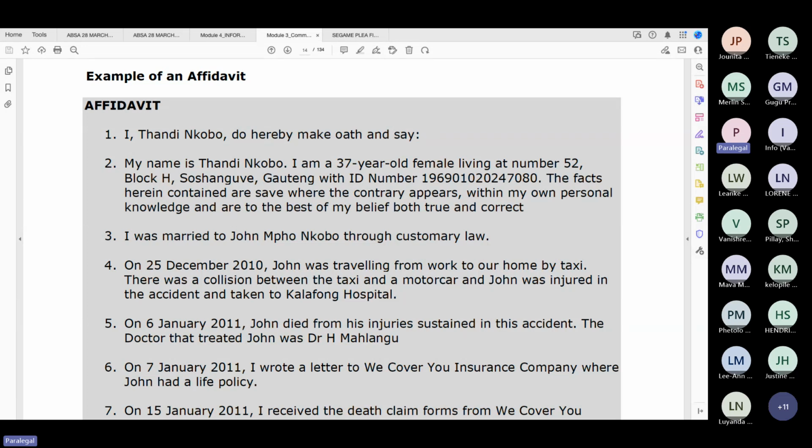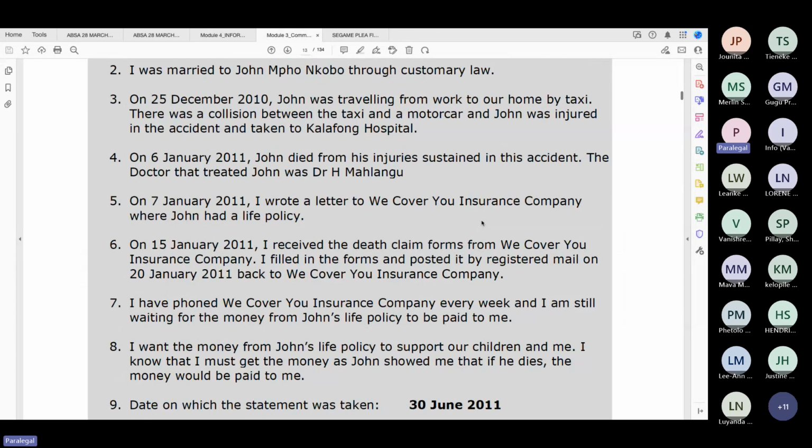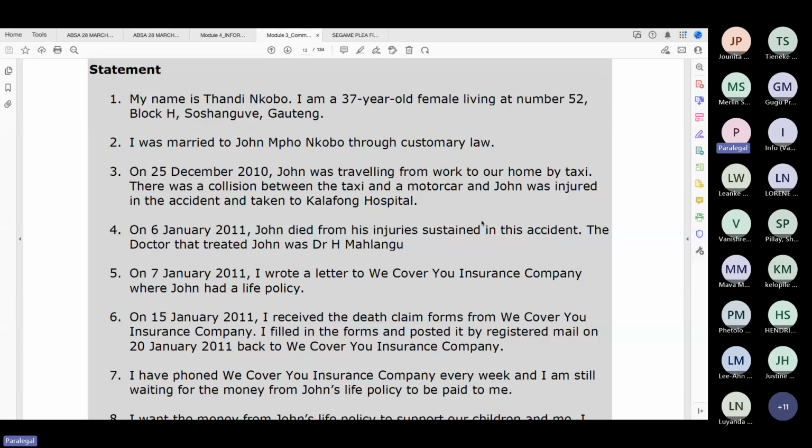Always make sure that your statements, when you write them, they always answer those things. WWW. When, where, and what? That's all you're asking. But when you're taking these statements, you also add another W. Who did it?